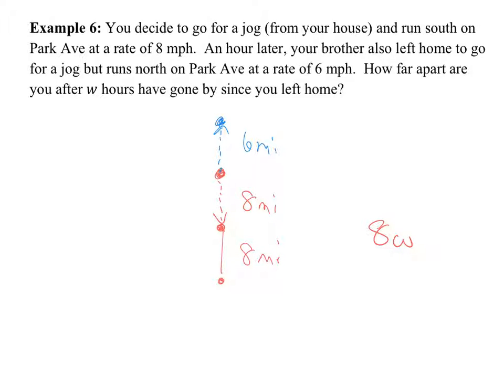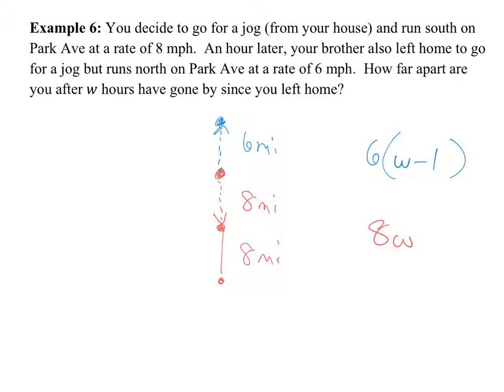But your brother waited an hour. He waited a full hour. So his rate is still 6 miles an hour, but how many hours have occurred? Have W hours occurred? No. How many hours? W minus 1. W minus 1 hours. Meaning, the same amount of hours you've traveled for, take away 1, that's how long he's been traveling.